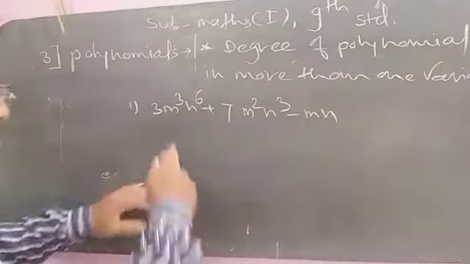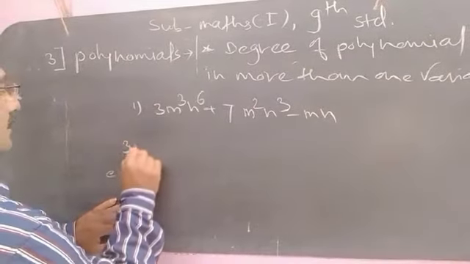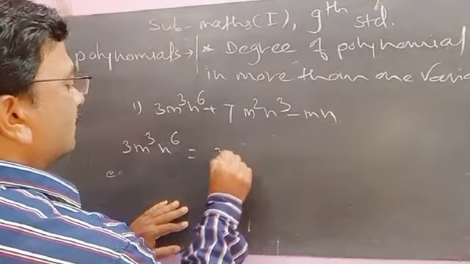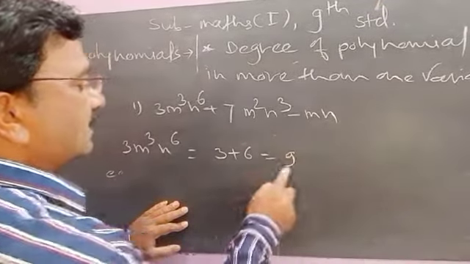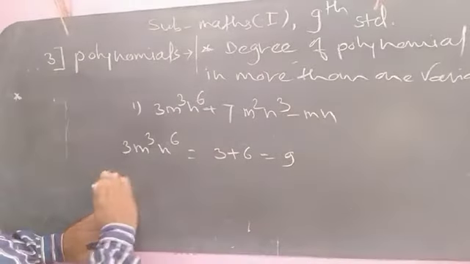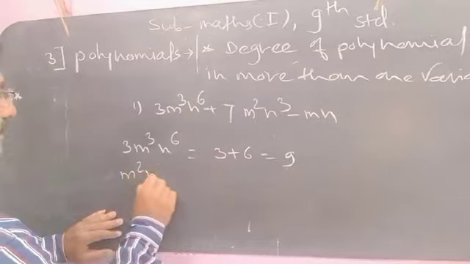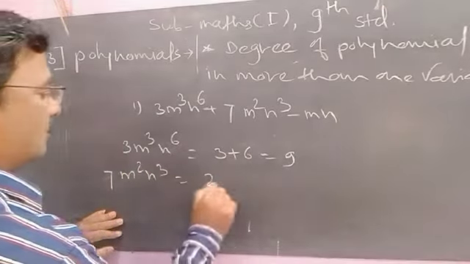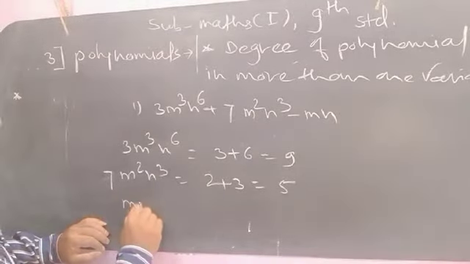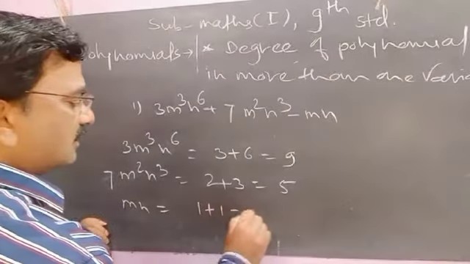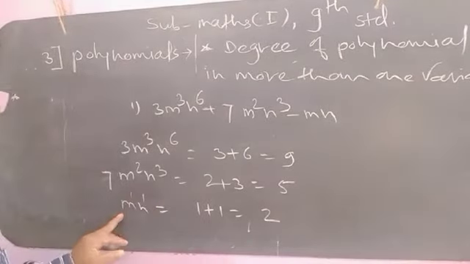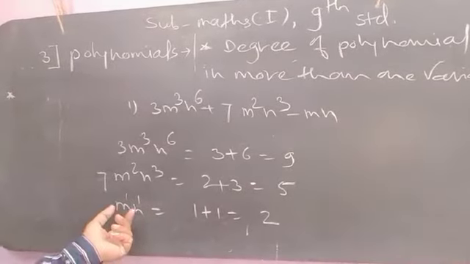See here, 3 and 6. 3m cube n raised to 6: 3 plus 6 is equal to 9. That is, the degree of this term is 9. Then m square n cube, here 2 plus 3 is equal to 5. For mn, 1 plus 1 is equal to 2. The power of this one here is 1. If there is no number written, then the degree of that variable is 1.